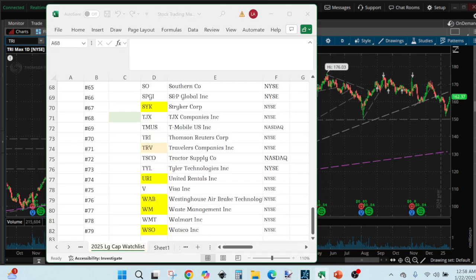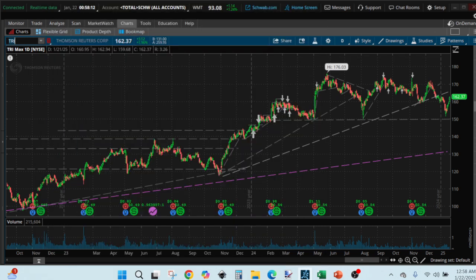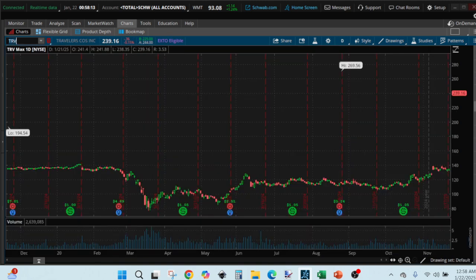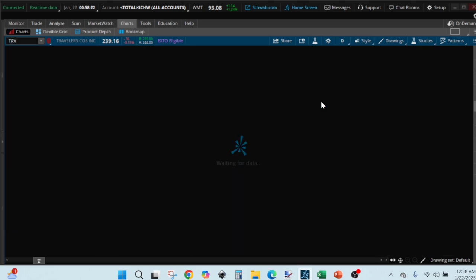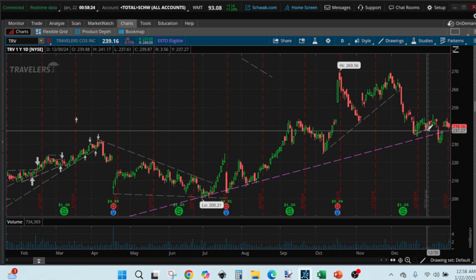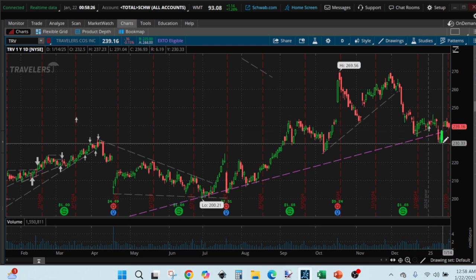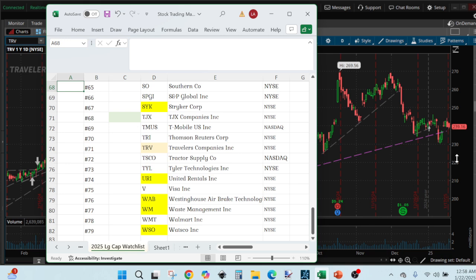So the next one is TRV. We purchased TRV this year, and we purchased it there. We have those two lines. If we go to 1 year daily chart, we purchased it, and then the price dropped on us and started going up from here. Yesterday the price went down.